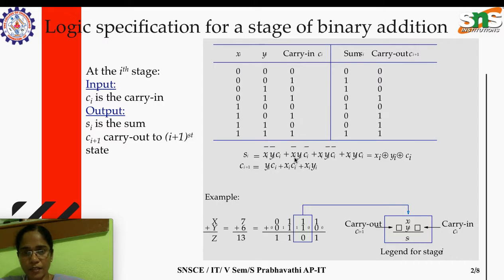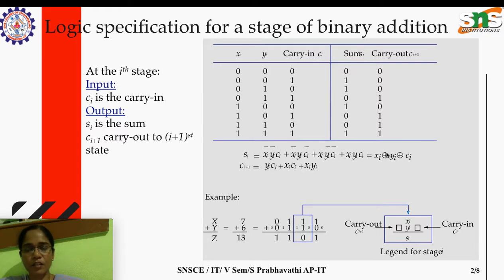Okay, so xi bar means 0, yi is 1 and ci bar is 0. Similarly here xi, yi bar, ci bar, plus xi, yi, ci. So only in these 4 combinations we get the sum as 1. So this is simply nothing but XOR combinations. This plus with the whole circle is represented by the symbol XOR.